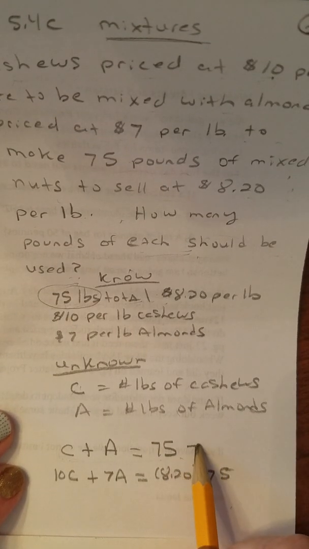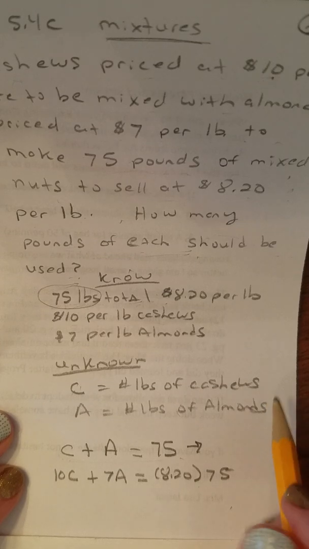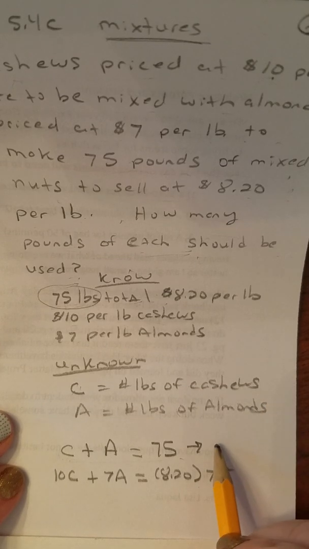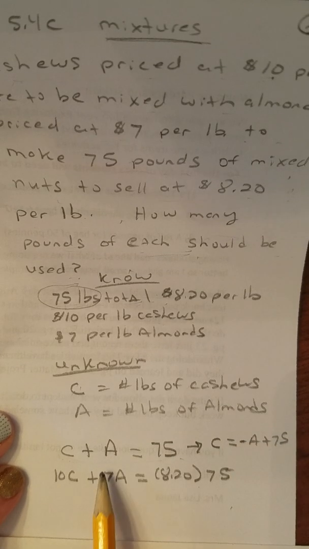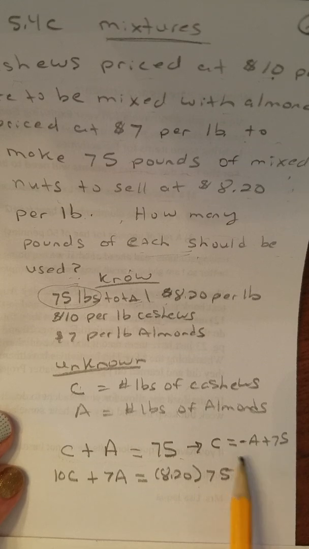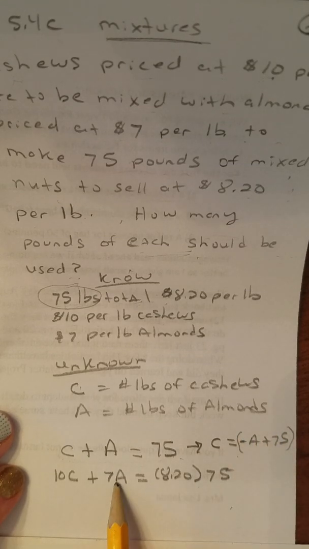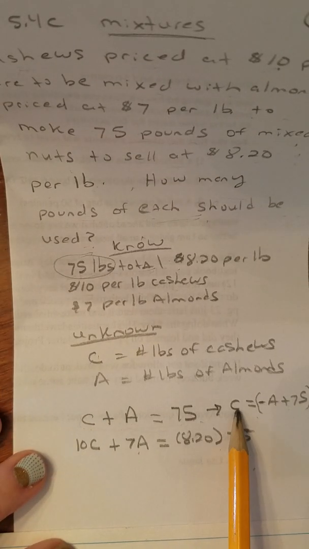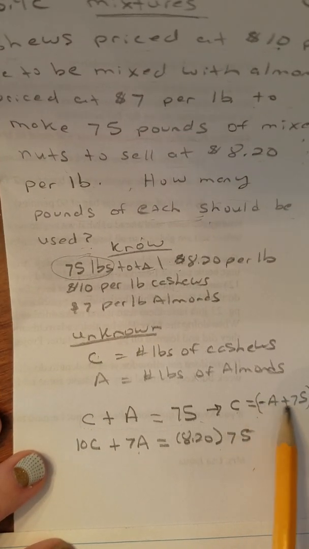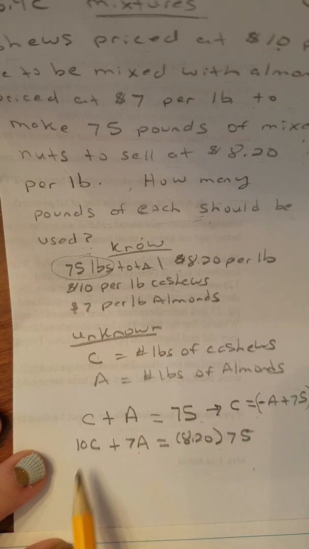So I'm going to rewrite this to be, for example, C equals negative A plus 75. In other words, I'm moving that A over to the other side. So now I can take this expression and substitute it in for A here and then solve for C. Okay? Or solve for A. I'm sorry, I said that backwards. This expression, I'm going to substitute it in for C.